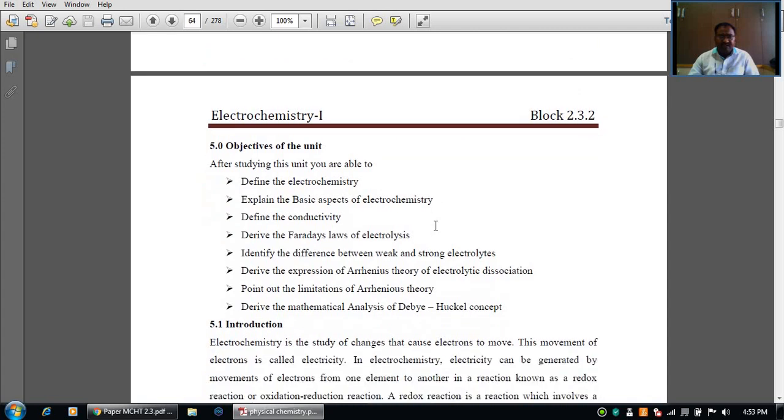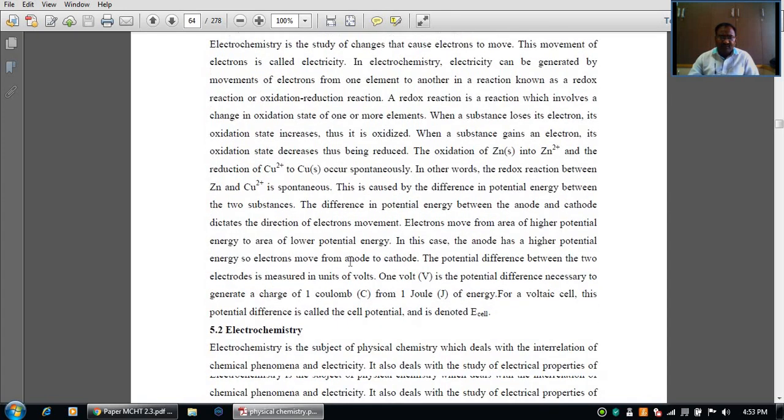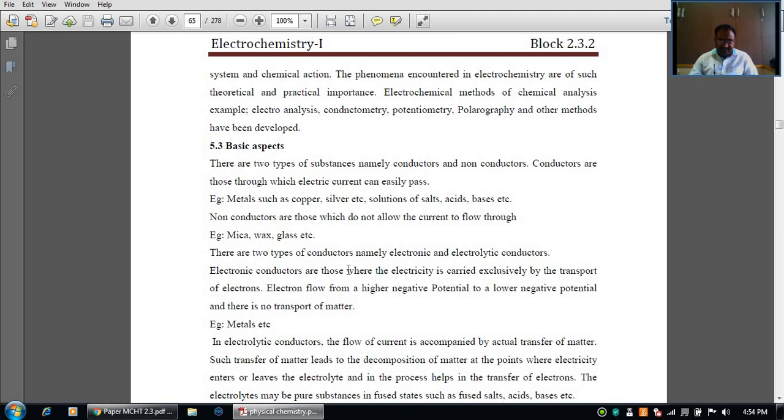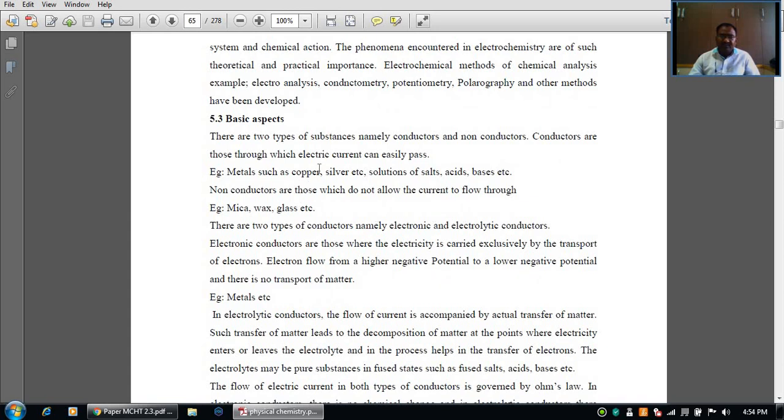It is the complete electrochemistry part, the basic definitions and basic aspects of electrochemistry. There are two types of substances, mainly conductors and non-conductors. Conductors are those through which electric current can easily pass. We are going to discuss metals and electrolytes. We consider solids like copper and silver, which come under metals. These metals act as conductors. Solutions also act as conductors, like salts, sodium chloride, meaning ionic compounds, and acids and bases also act as conductors.